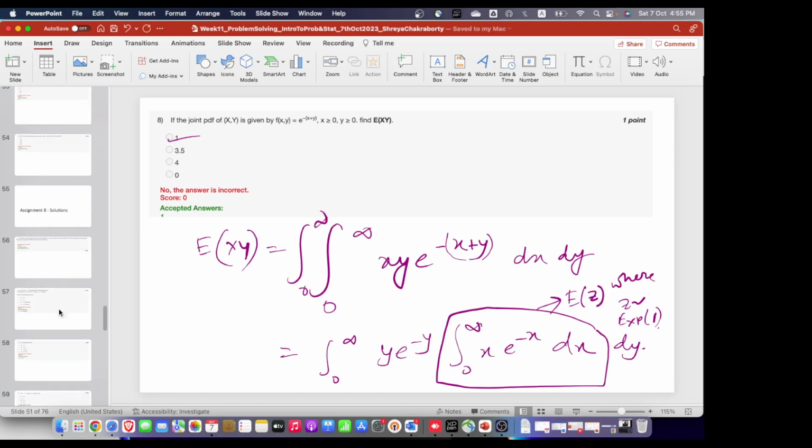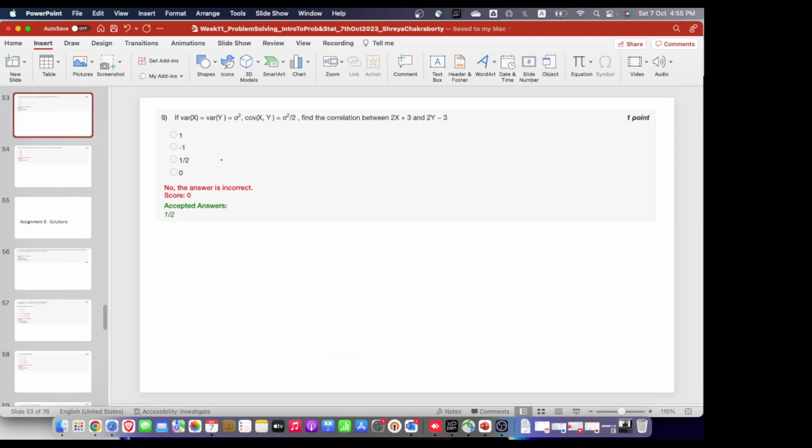Okay, now we'll move on to the next one. So if variance of x equals variance of y equals sigma square and covariance of xy equals sigma square by 2, then find the correlation between 2x plus 3 and 2y minus 3. Alright, so correlation between 2x plus 3 and 2y minus 3 is equal to covariance. This is correlation R.